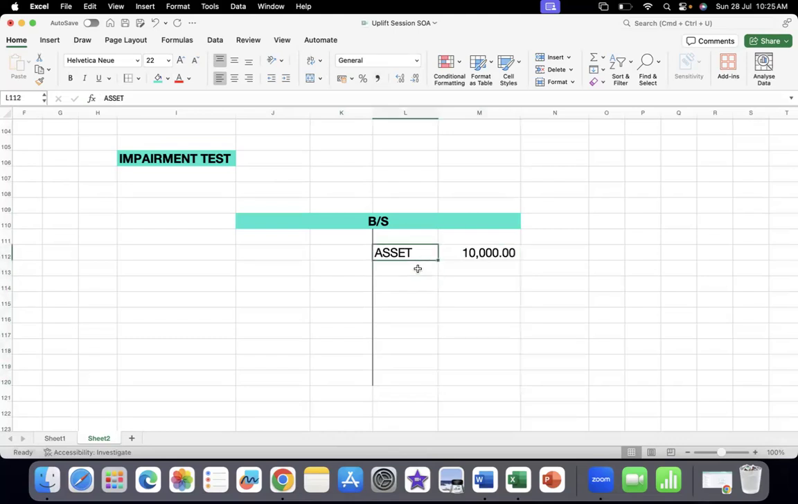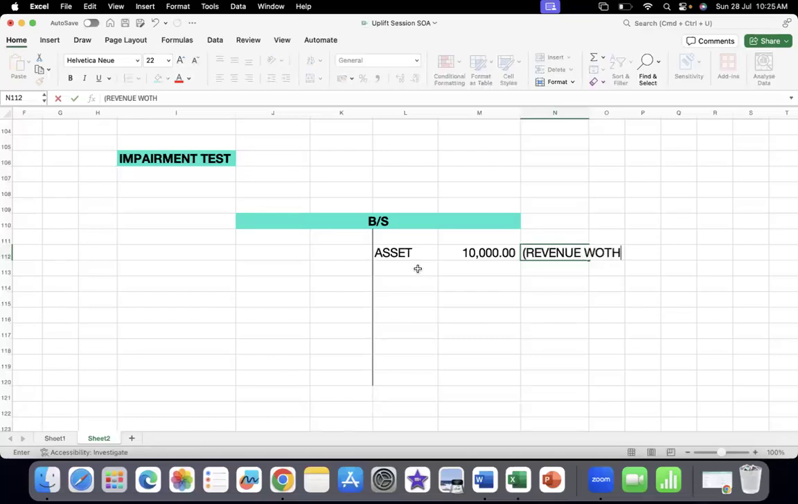So what it means is the value of the asset. That means if I use this asset for whatever life is left, or whatever is the balancing life, even if I purchase it today, whichever life is available as on the balance sheet date, this asset is going to give me a revenue worth 10,000.